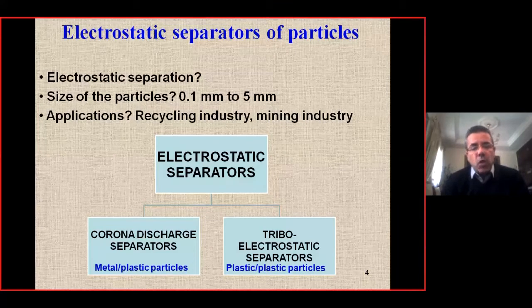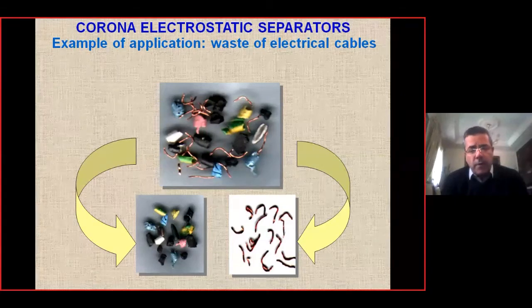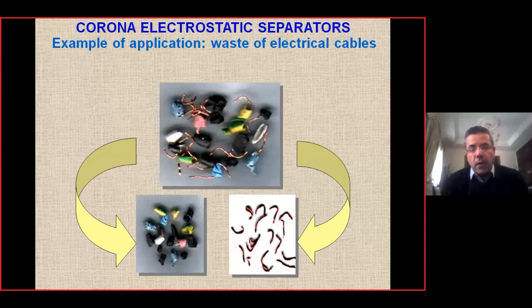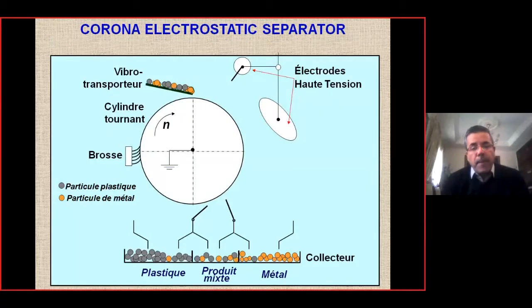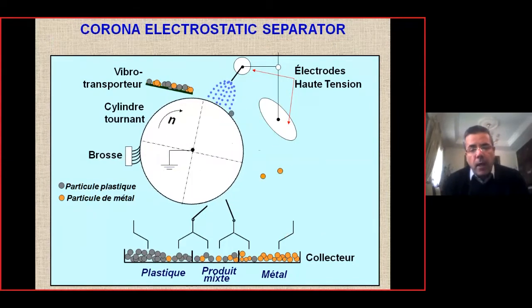For the first separator, the typical application is the recycling of electrical cable wastes or electronic printed board (PCB) wastes. The wastes are crushed into particles and then separated, like you see here. We obtain pure copper and pure plastic. The working principle of the separator, I am not going to give you so many technical details because you need an electrical engineering background.